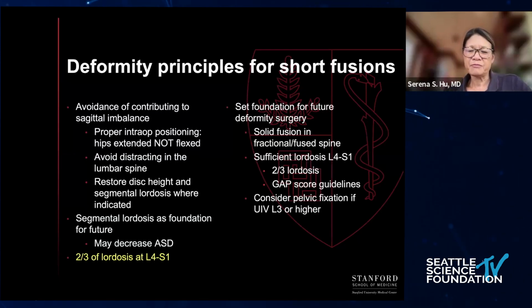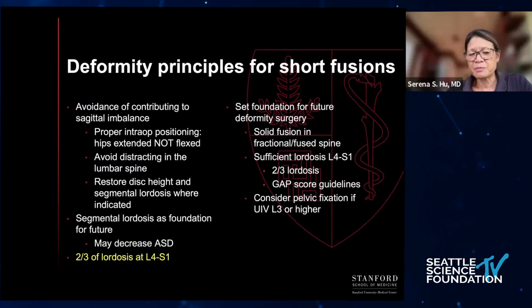I think it's really important that if you're going to do a short fusion, or as I call it, a degenerative operation, you want to maintain your deformity principles. And we want to avoid contributing to sagittal imbalance. So you want to make sure that your patients during surgery have their hips extended, not flexed. Sometimes we flex the patient to do the decompression, but you shouldn't fuse the patient in that position. You don't want to distract in the lumbar spine because that's the classic way that a Harrington rod gave us flat back. You want to make sure you restore disc height and segmental lordosis where that's indicated.